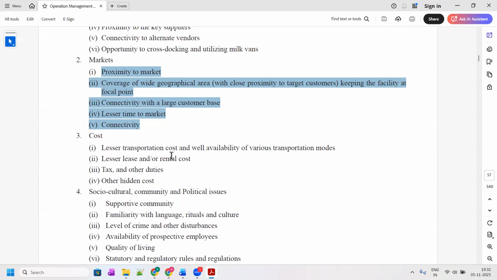Then the other parameters can be cost: transportation cost, leasing or renting cost, taxes, duties, and hidden costs like permits and logistic delay. All that can be another parameter which can affect your decision of facility location.